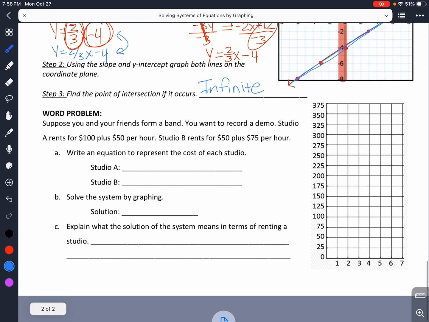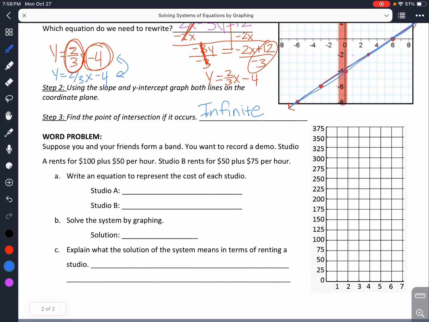Okay? So in the final question right here, let's look at this word problem. It says, suppose you and your friends form a band, okay? You want to record a demo. Studio A rents for $100 plus $50 per hour. Okay, so that's Studio A. $100 plus $50 per hour. Studio B rents for $50 plus $75 per hour.